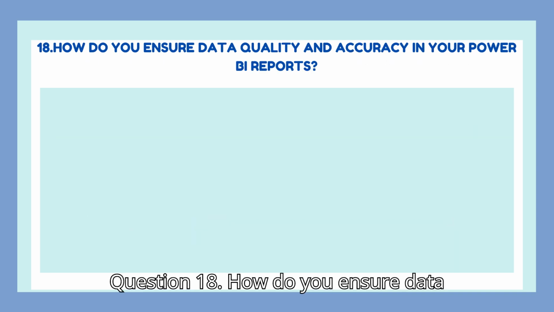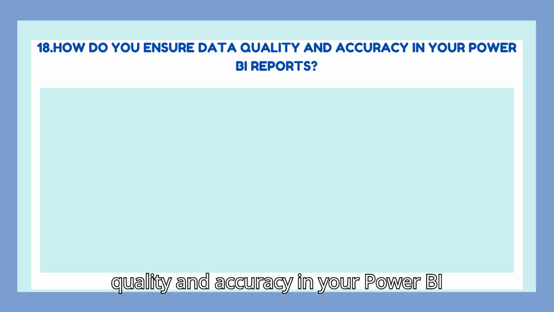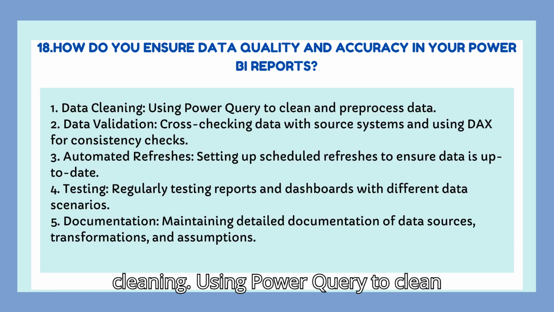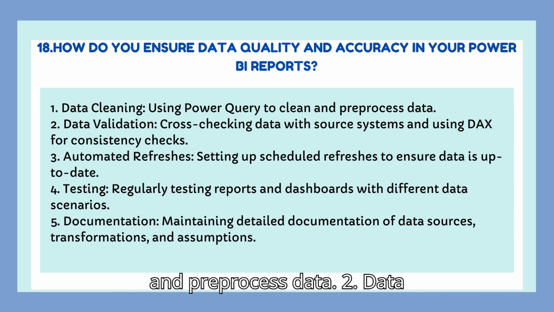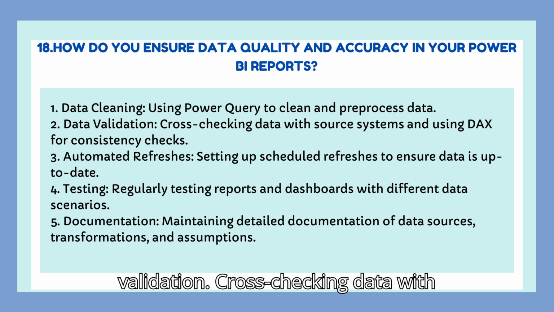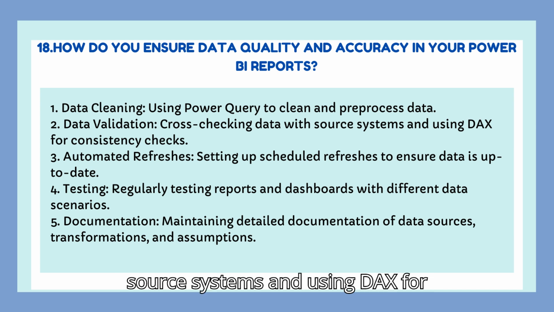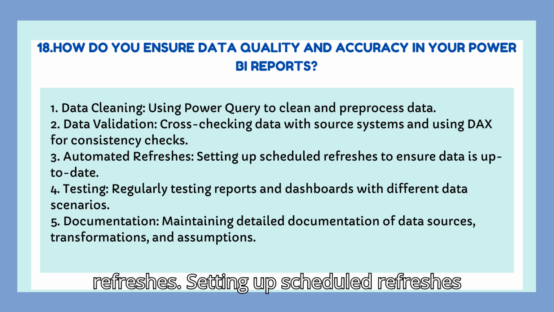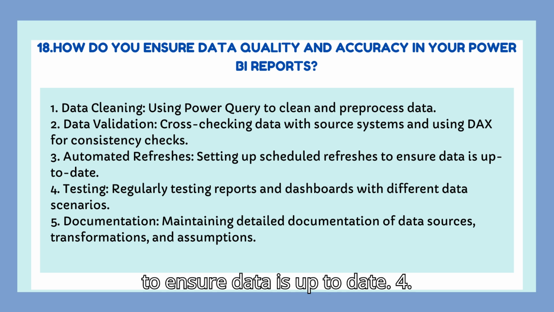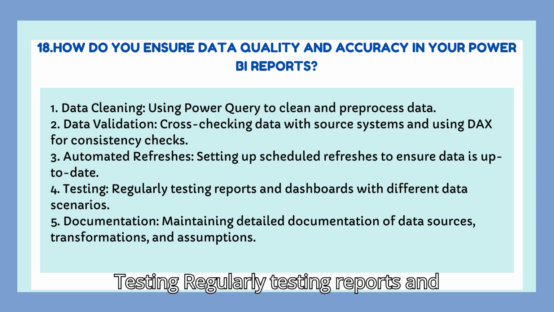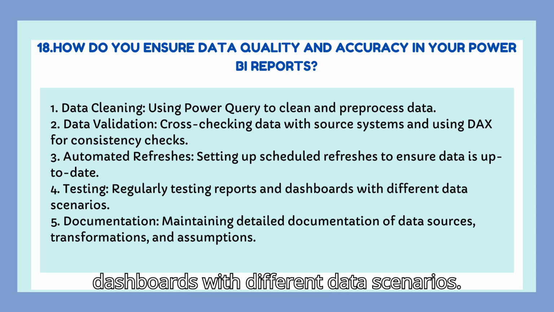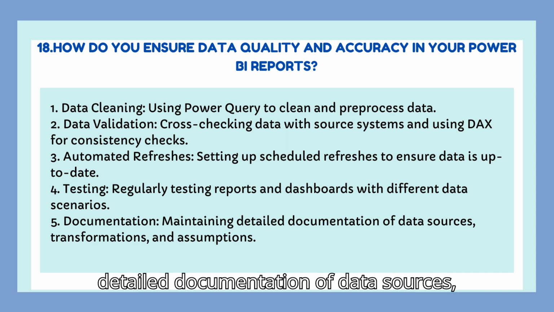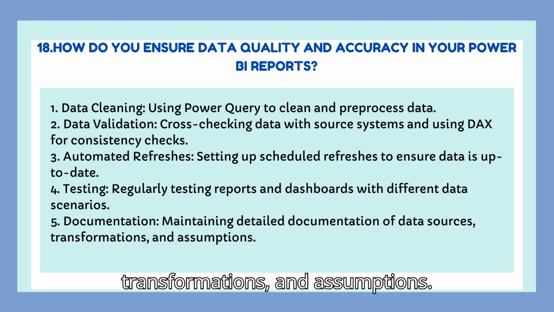Question 18. How do you ensure data quality and accuracy in your Power BI reports? Ensuring data quality and accuracy involves: 1. Data cleaning, using Power Query to clean and pre-process data. 2. Data validation, cross-checking data with source systems and using DAX for consistency checks. 3. Automated refreshes, setting up scheduled refreshes to ensure data is up to date. 4. Testing, regularly testing reports and dashboards with different data scenarios. 5. Documentation, maintaining detailed documentation of data sources, transformations, and assumptions.